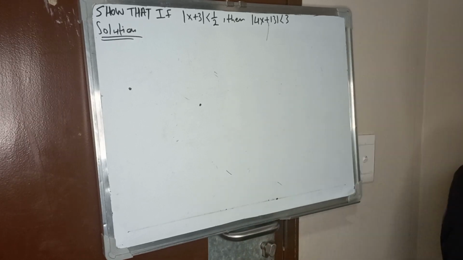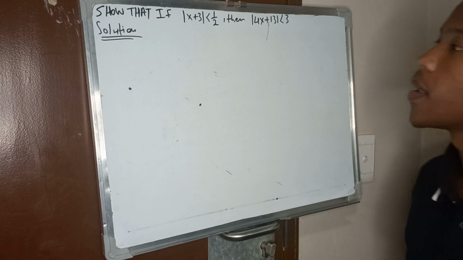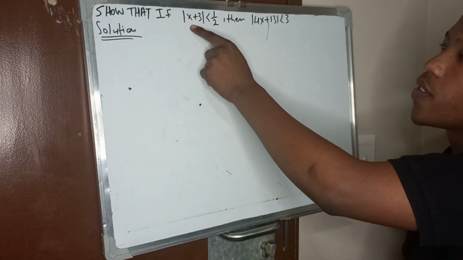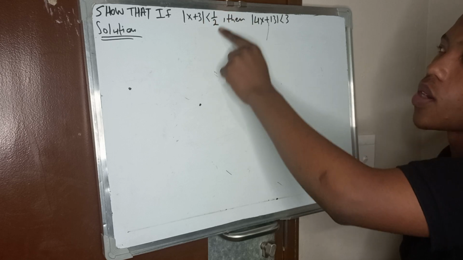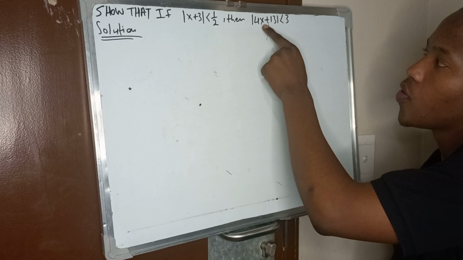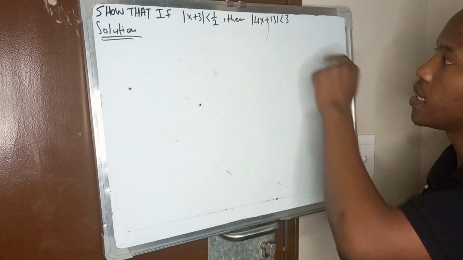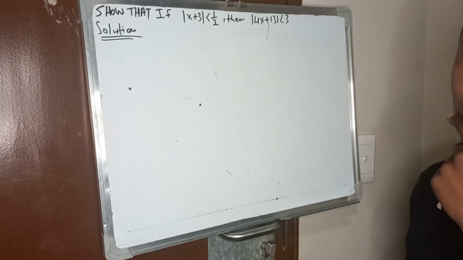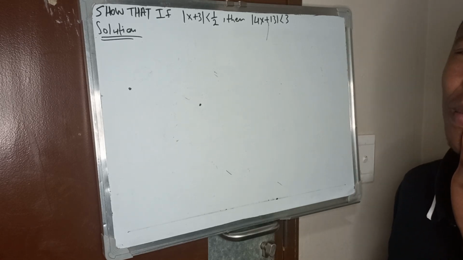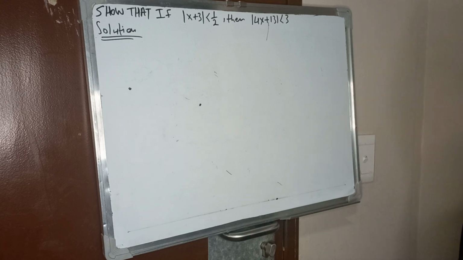Now here's another problem. Show that if the absolute value of x plus 3 is less than 1 over 2, then the absolute value of 4x plus 13 is less than 3. Wow, what a problem. Any idea on how you can approach that?